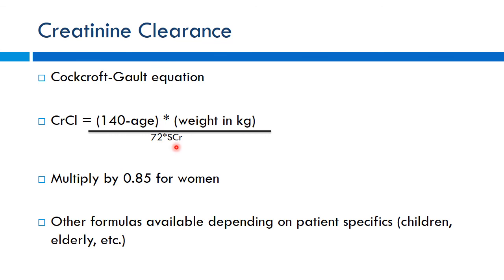So again, does a larger serum creatinine do what to creatinine clearance? Right, you'd have a larger denominator, so it should cause creatinine clearance to go down. So there's an inverse proportional relationship there. And then notice we multiply by 0.85 for women. Why do you think that is?